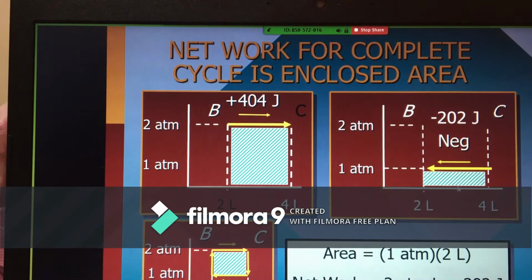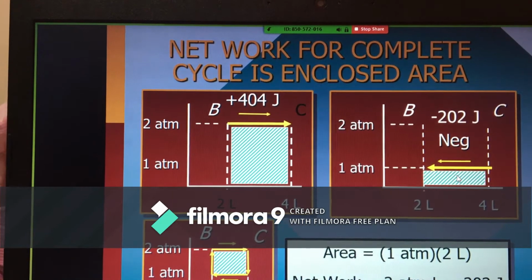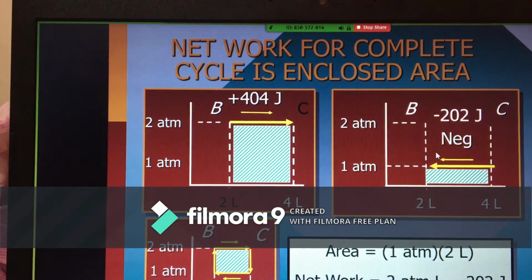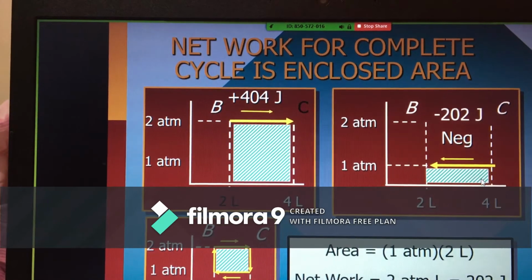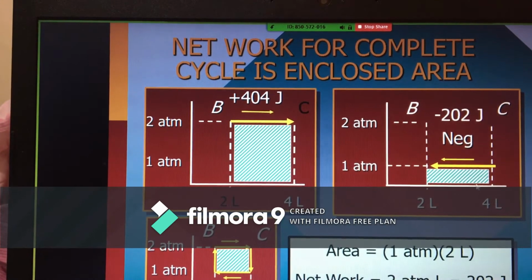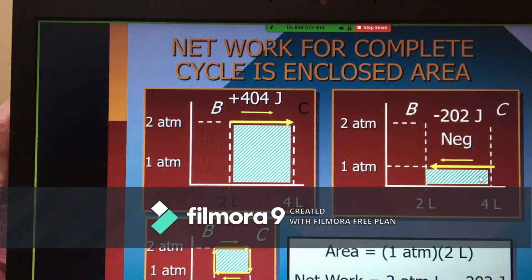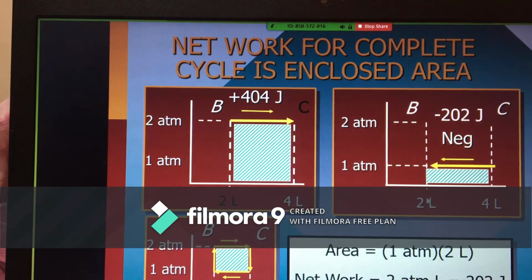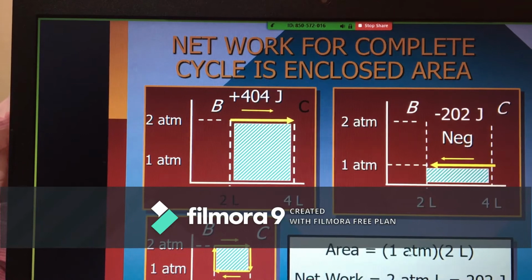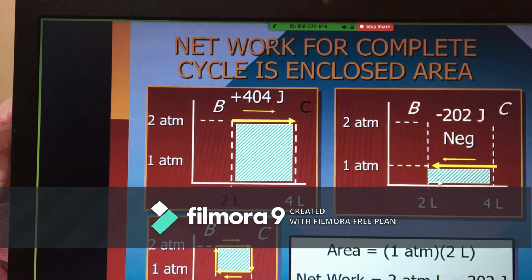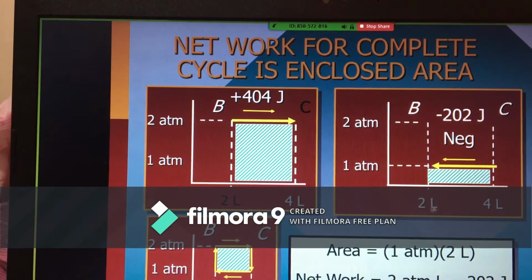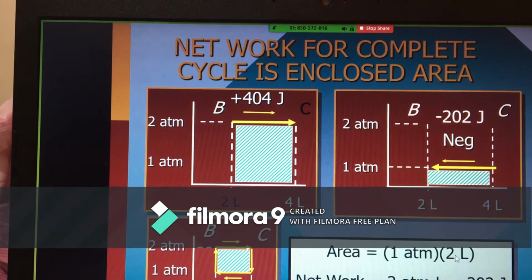And this is calculated as 1 atmosphere, because the height of this triangle is 1 atmosphere. And in terms of volume, we have the difference of volume, 4 liters minus 2 liters, which is 2. That's why the area is 1 atmosphere, the height of this triangle, multiplied by the difference of 4 liters and 2 liters, which is 2 liters.